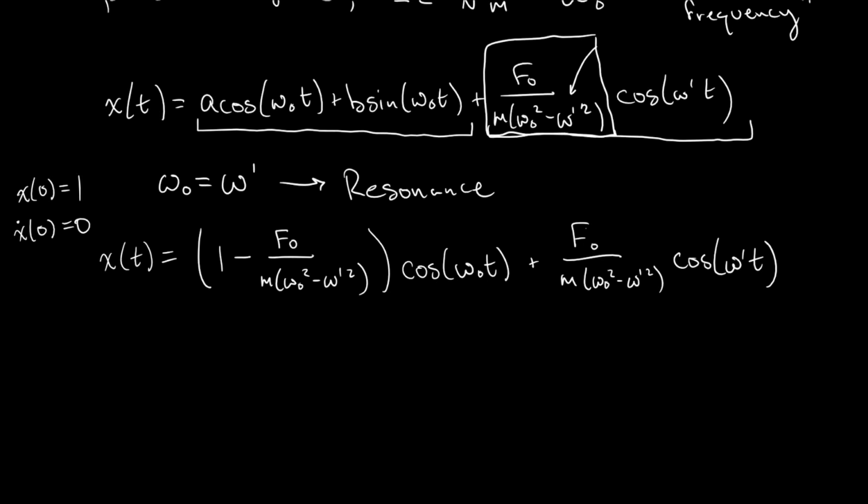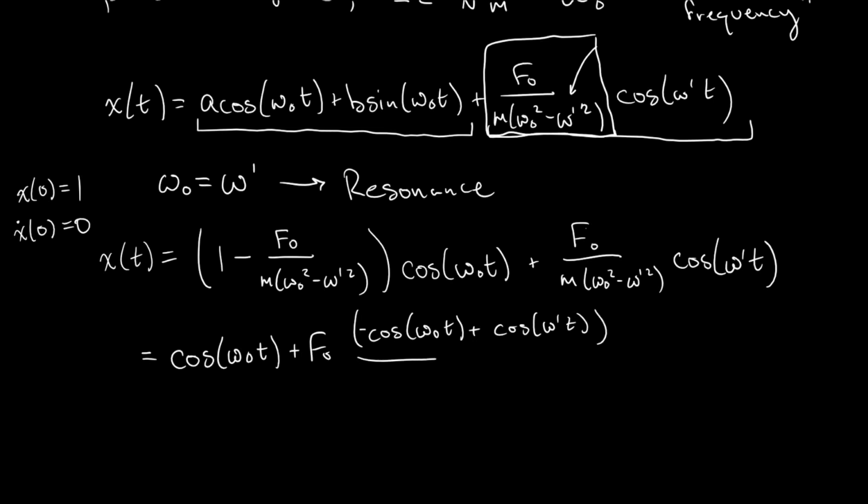Right, because I can rewrite this as cosine omega naught t, plus f naught times cosine omega naught t minus cosine omega prime t, over omega naught squared minus omega prime squared. So now I want to take the limit as omega naught goes to omega prime.